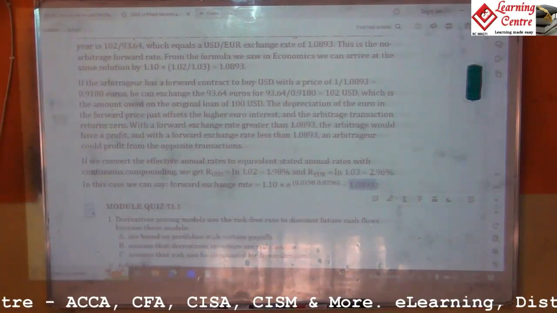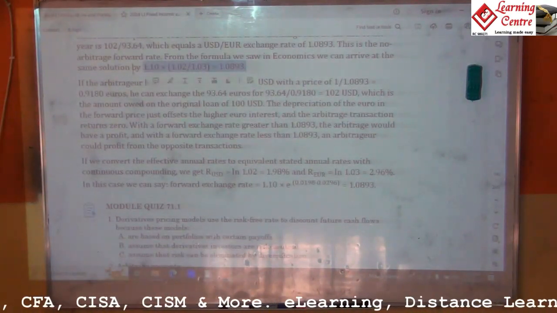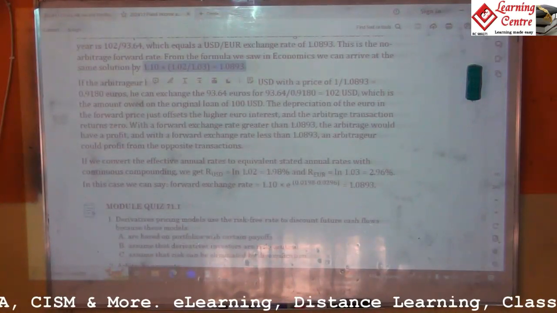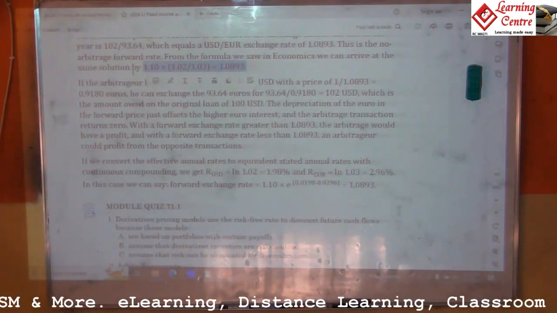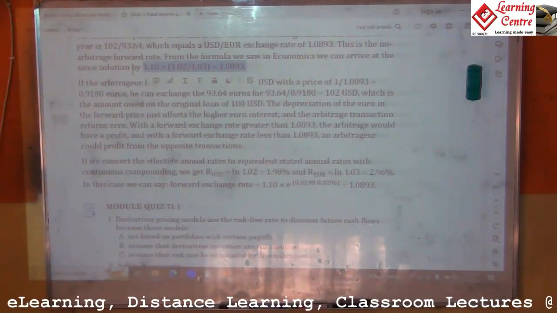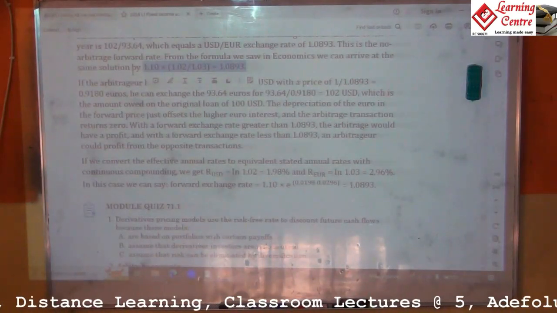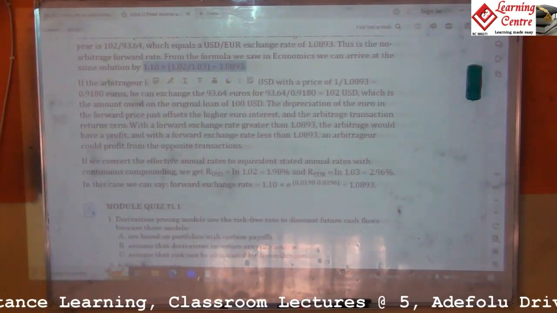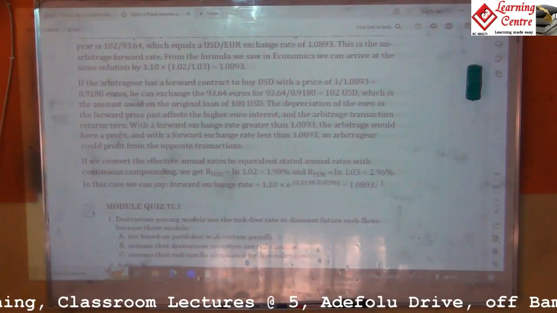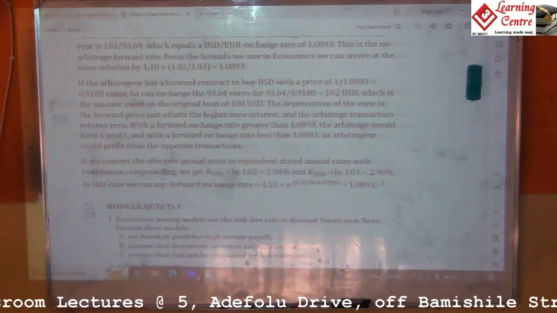So whichever calculation you use, I would just advise you stick to this one, which is what you have learned in economics. Spot rate multiplied by 1 plus the interest rate of the price currency divided by 1 plus the interest rate of the base currency. Just stick to that calculation and you are good to go. Okay? Any questions? I know it feels a bit complex, but just stick to the basic things.